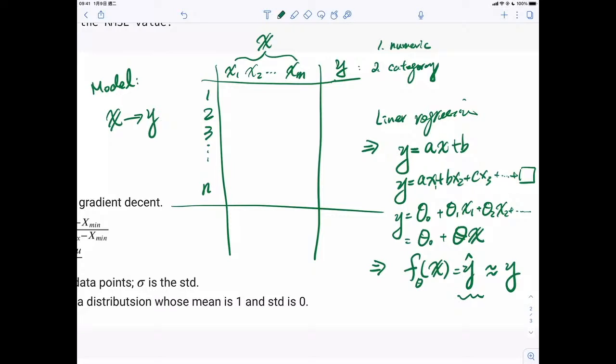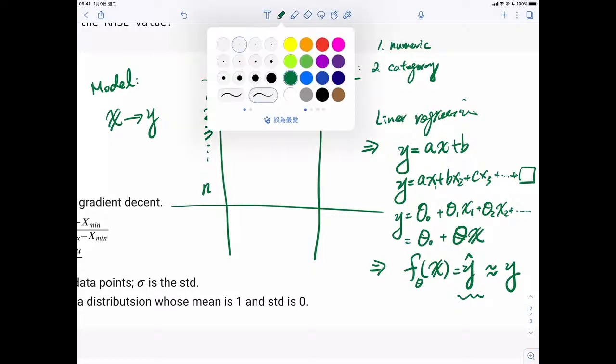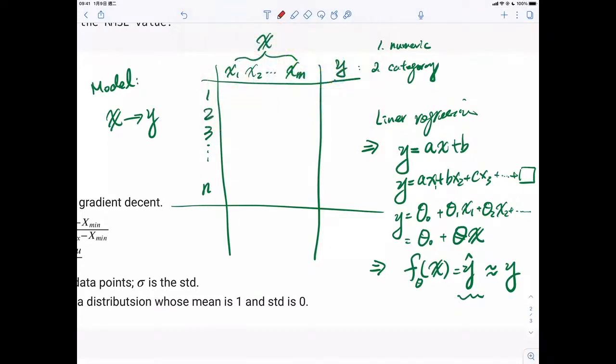Okay, so we have to define a certain method, a certain function, to help us evaluate the model. Right? As we mentioned before, we use the value MSE to estimate how good the model is. So the definition is like this.